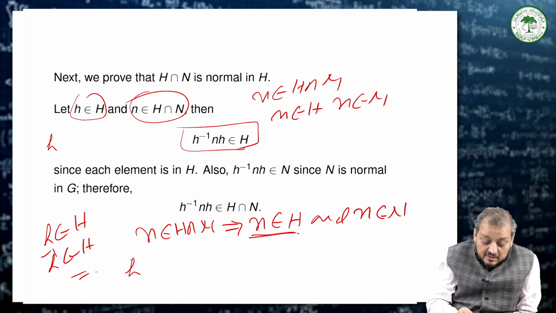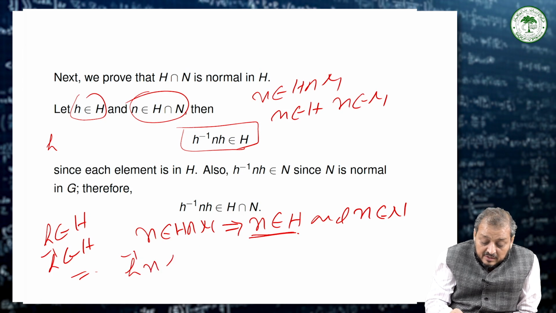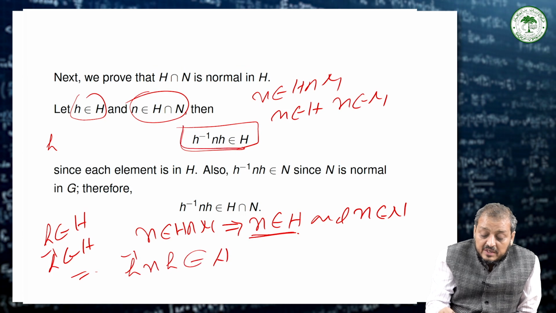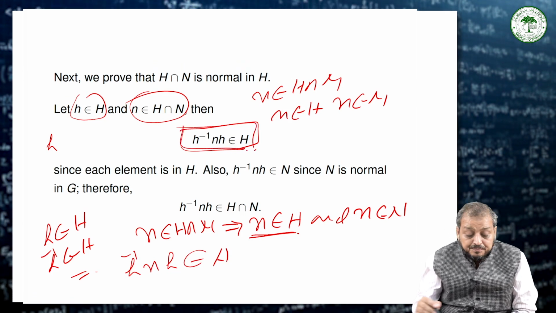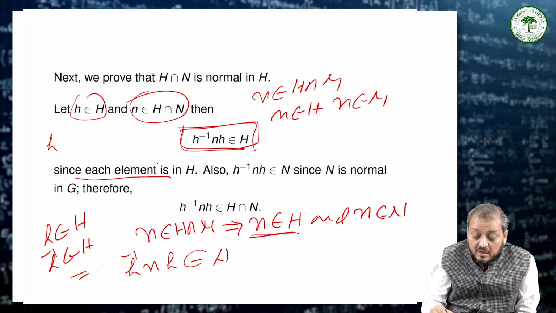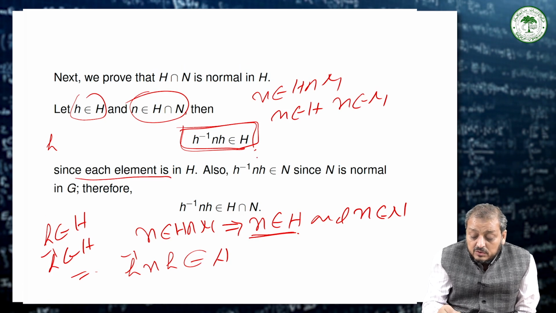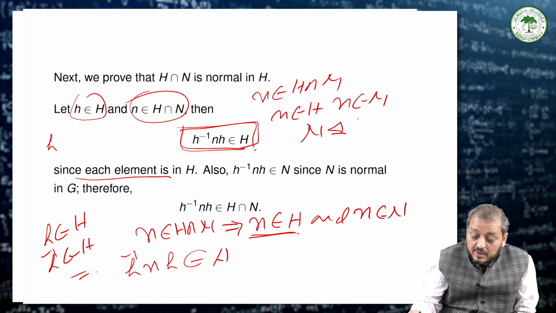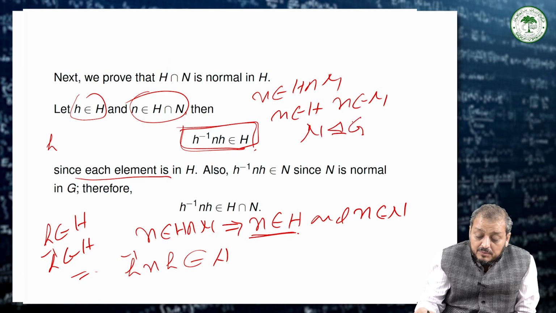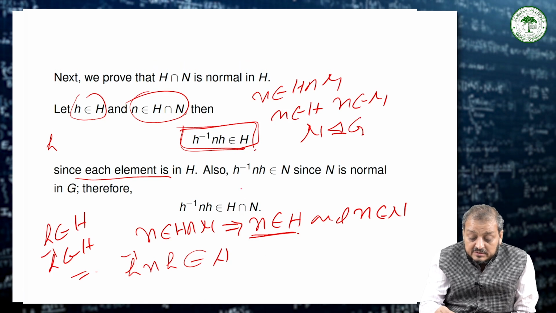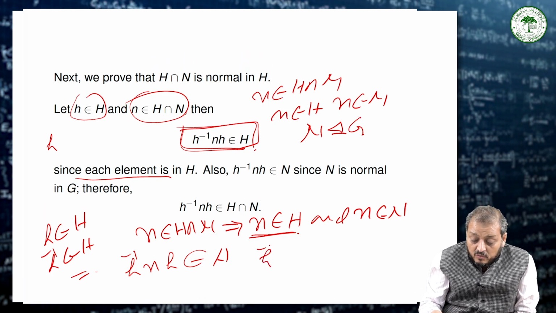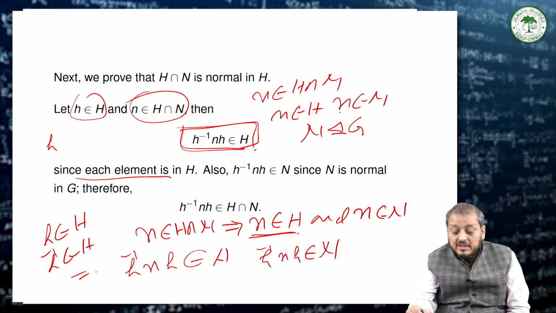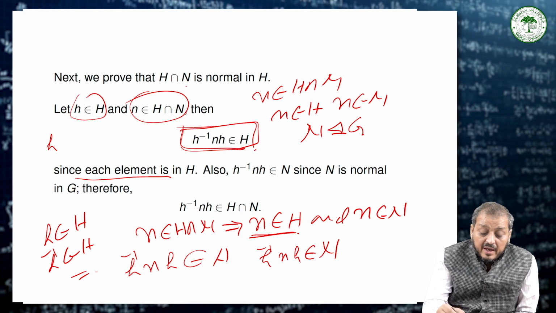So we can say that h inverse n h is also an element of H, since each element of H is n. Now, we have also been given that N is a normal subgroup of G. If N is a normal subgroup of G, then clearly h inverse n h is also an element of N, because N is normal in G.